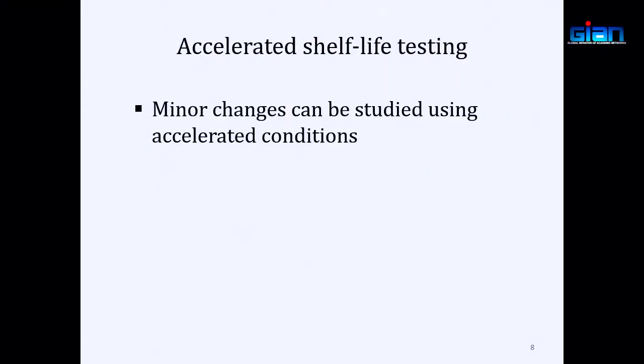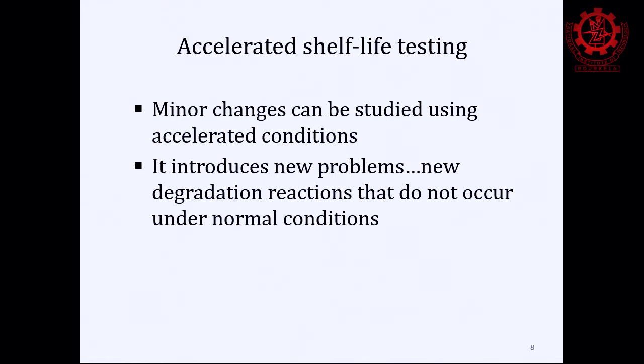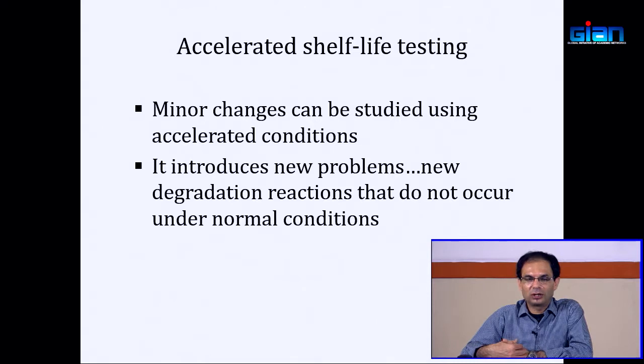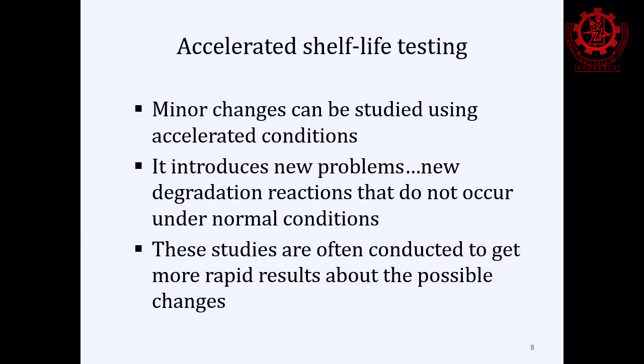So far we have found whether we could quickly decide what would be the shelf life if we do any manufacturing changes or any packaging changes. So it says minor changes can be studied using accelerated conditions, but it introduces new problems, new degradation reactions that do not occur or that may not occur under normal conditions. So these studies are often conducted to get more rapid results about the possible changes, right? So they are a bit crude kind of studies, but you can easily, quickly get some idea.